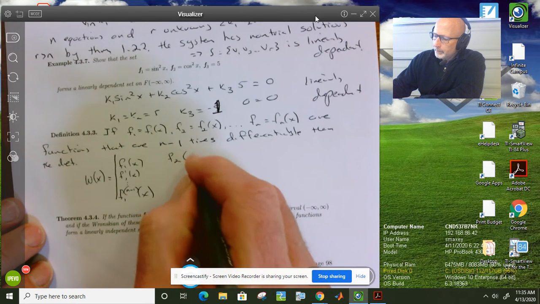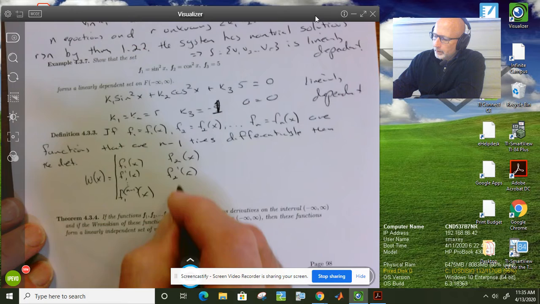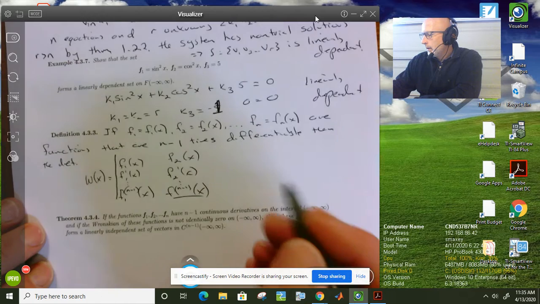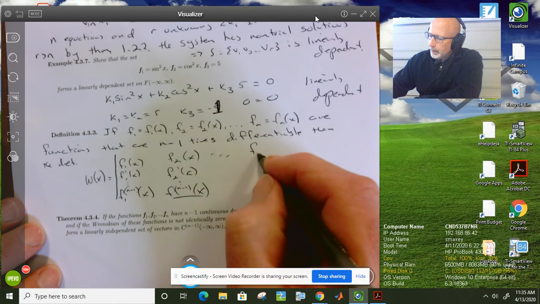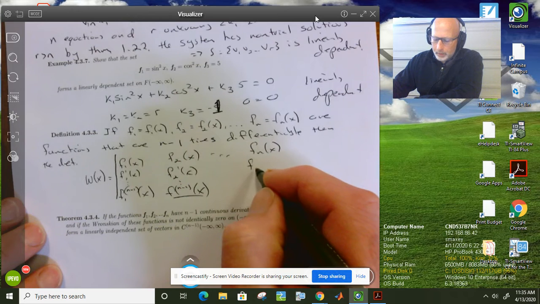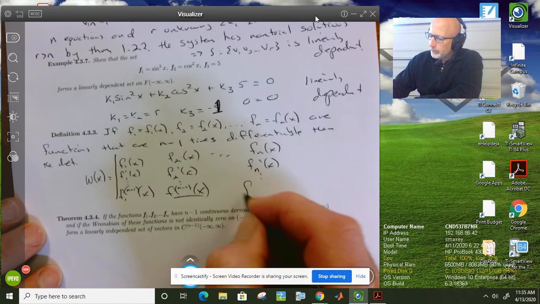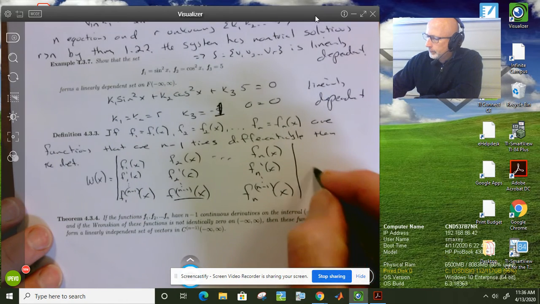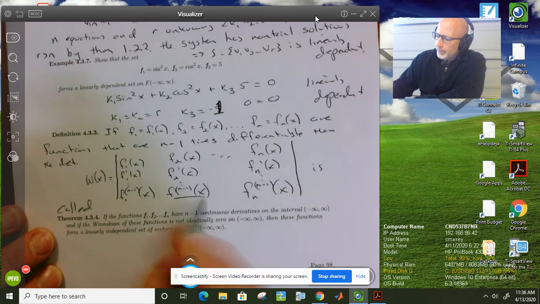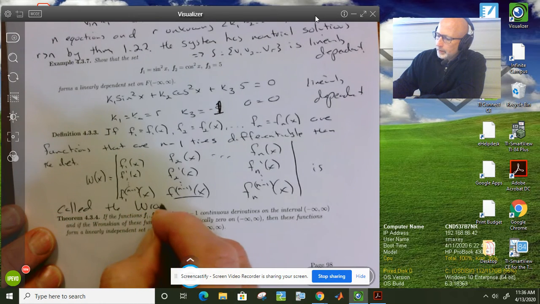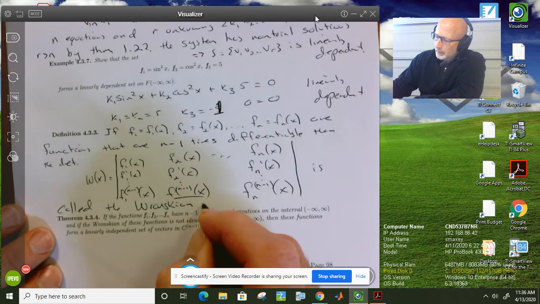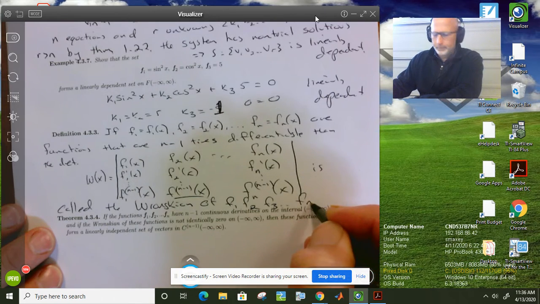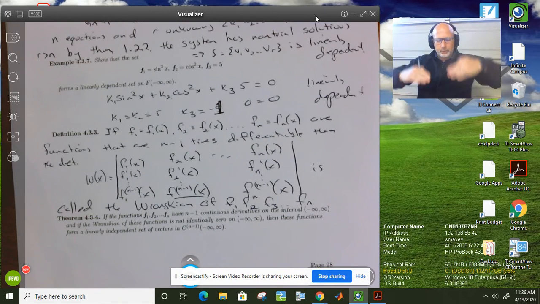This is f2 of x, f2 prime of x, all the way down to the (n minus 1)th derivative of f2 at x. And you continue this over fn of x, fn prime of x, all the way down to the (n minus 1)th derivative of fn at x. This is called, you guys remember? The Wronskian of f1, f2, f3, all the way up to fn. Okay, that's the one where we just took the derivatives going straight down.